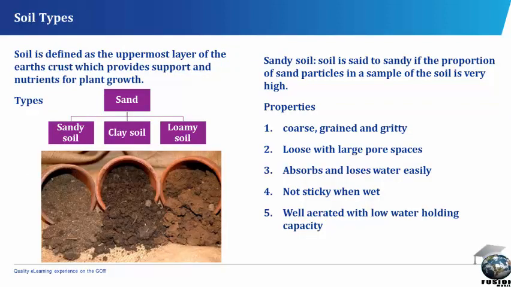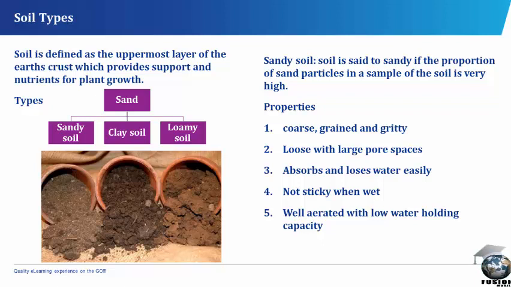Soil types. Soil is defined as the uppermost layer of the earth crust which provides support and nutrients for plant growth. There are three main types of soil, which are the sandy soil, the clay soil, and the loamy soil.